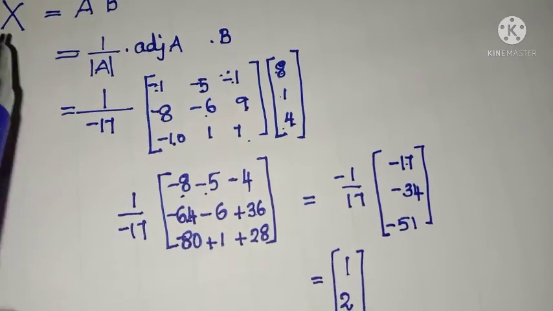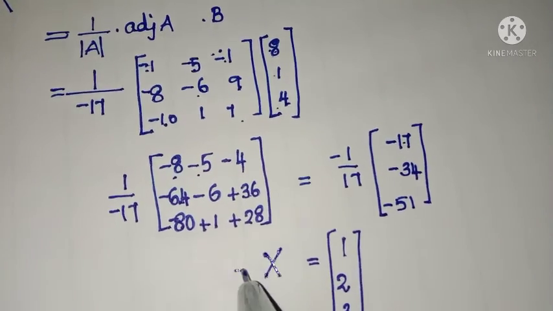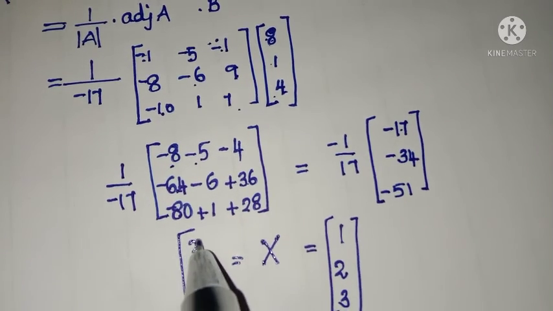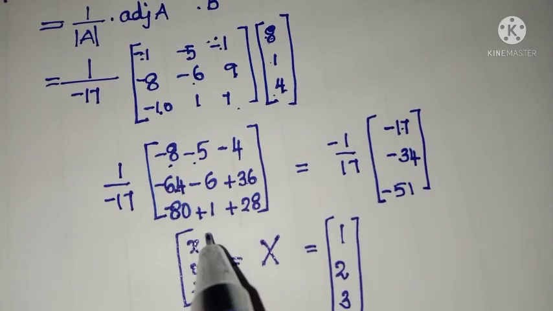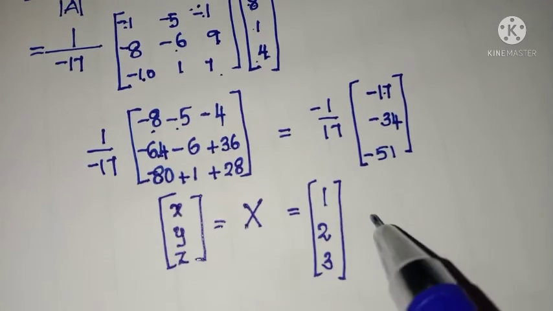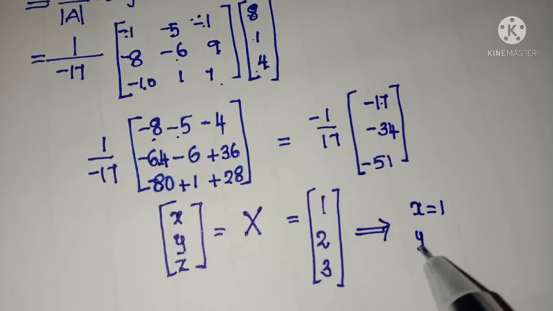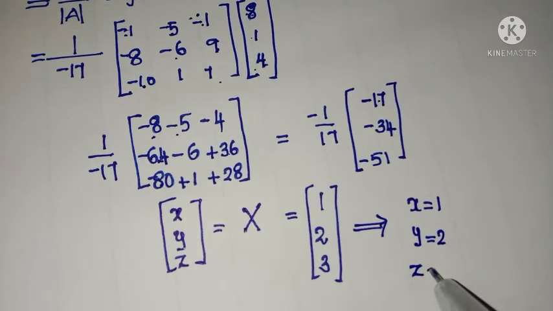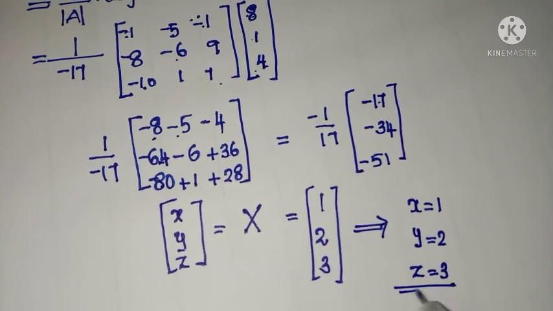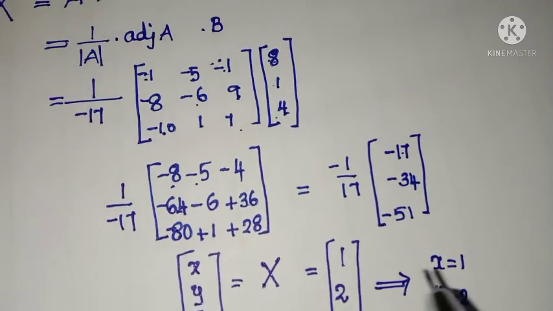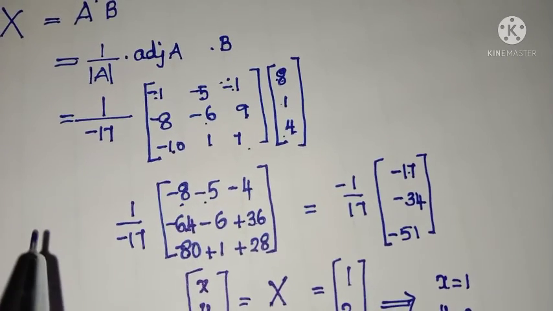So we have the column matrix 1, 2, 3. What is the left side? The left side is X. X is our variable matrix x, y, z. So from these we can write x equal to 1, y equal to 2 and z equal to 3. So these are the required solutions of the given system of equations.